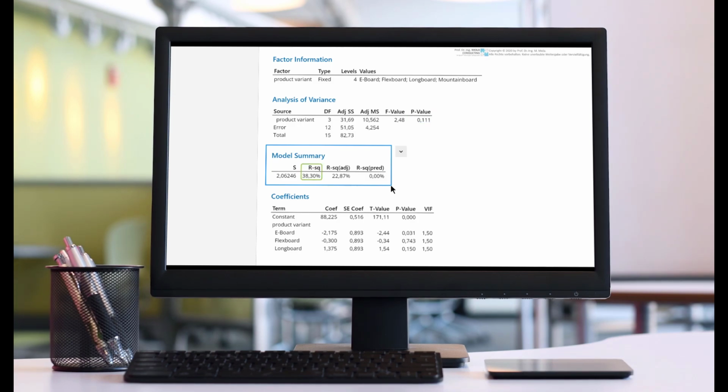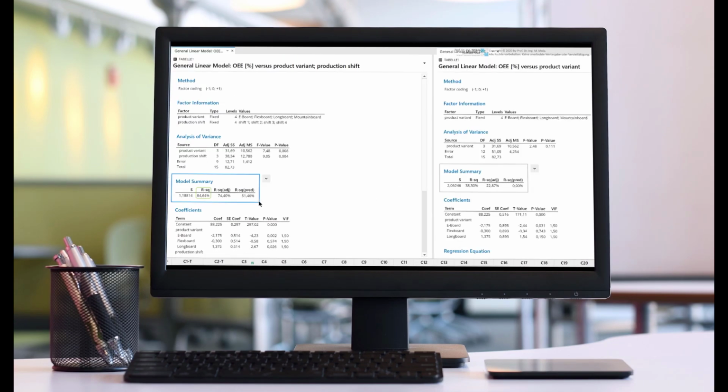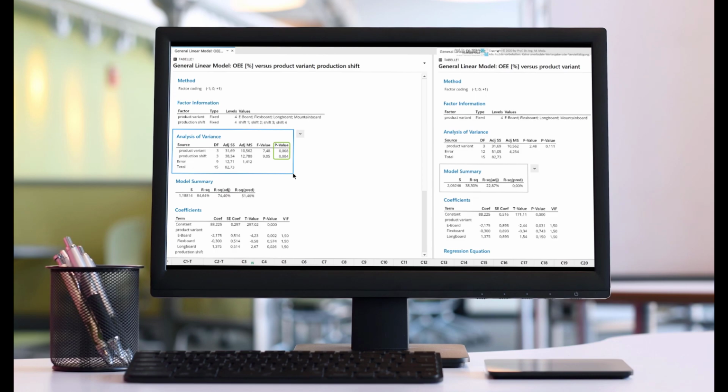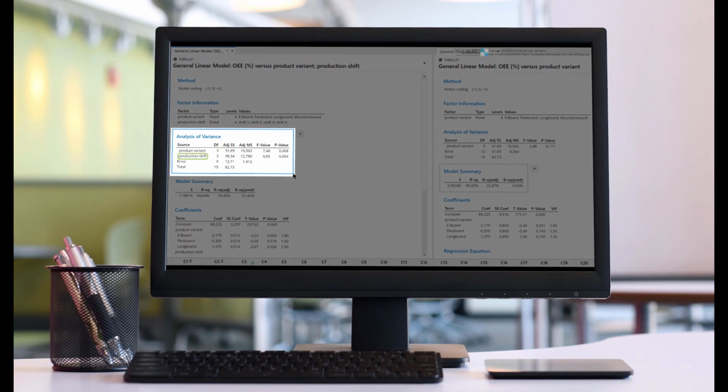The Maintenance and Servicing Department has identified performance fluctuations in skateboard production, based on the OEE indicator, and suspects that these fluctuations may be due to the different product variants. The aim of this Minitab tutorial is to find out whether the different product variants, such as longboard, e-board, or mountain board, have a statistically significant influence on the overall equipment effectiveness OEE.